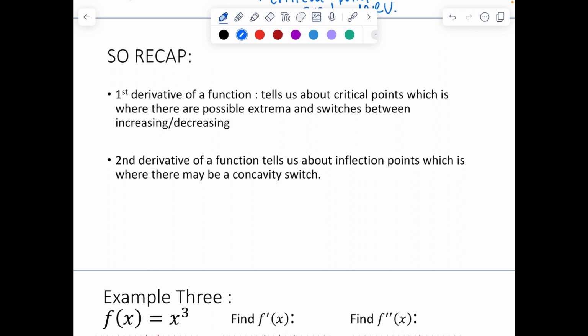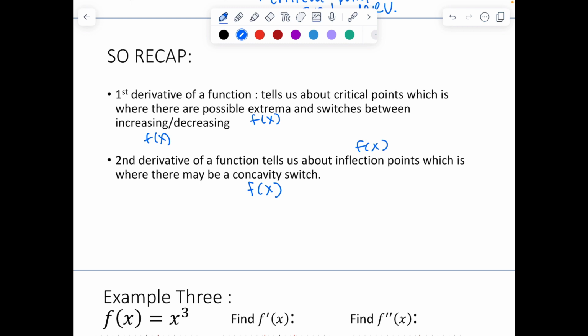And so the first derivative of a function is still communicating to us things about the original function. It's still telling us where the original function is increasing or decreasing, and where the original function has extrema. And the second derivative is still going to communicate stuff to us about the original function. It's going to tell us where there are inflection points and where there's a concavity switch. But it's still communicating things to us about the original graph.